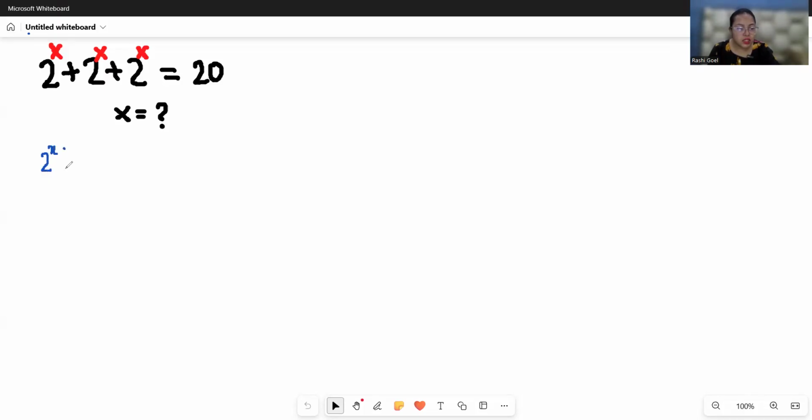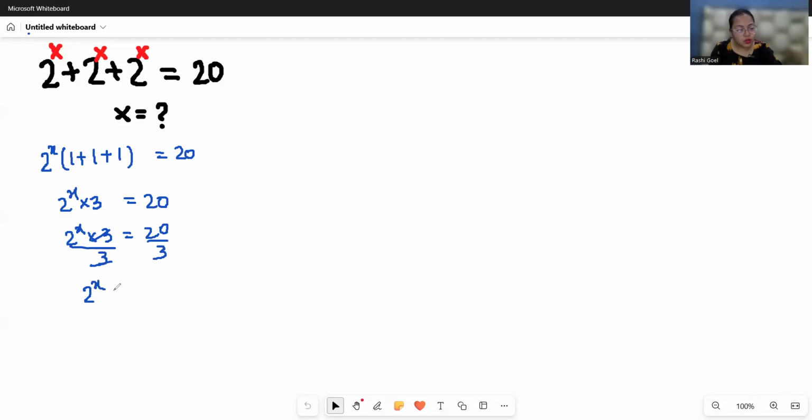So if I take this 2 power x as common, so 1 plus 1 plus 1 equal 20. So this becomes 2 power x times 3 equal 20. If I divide both sides by 3, so this will cancel out. So 2 power x equal 20 by 3.